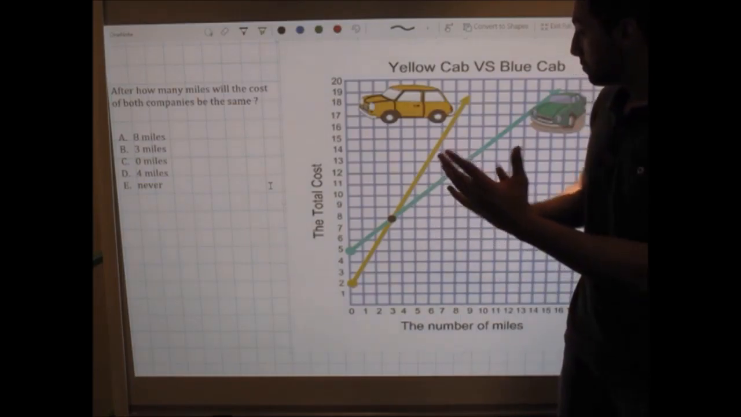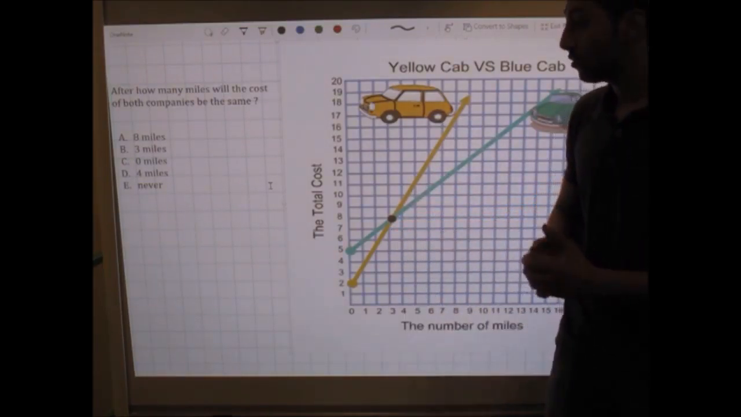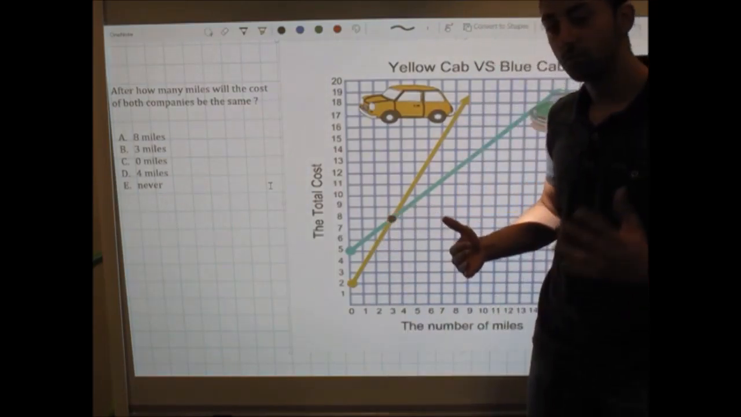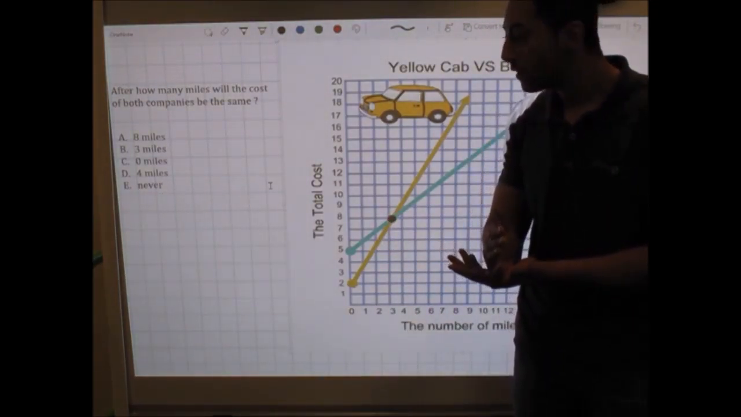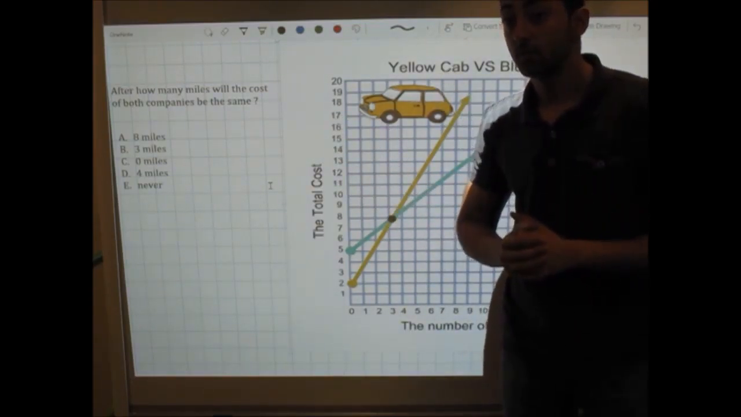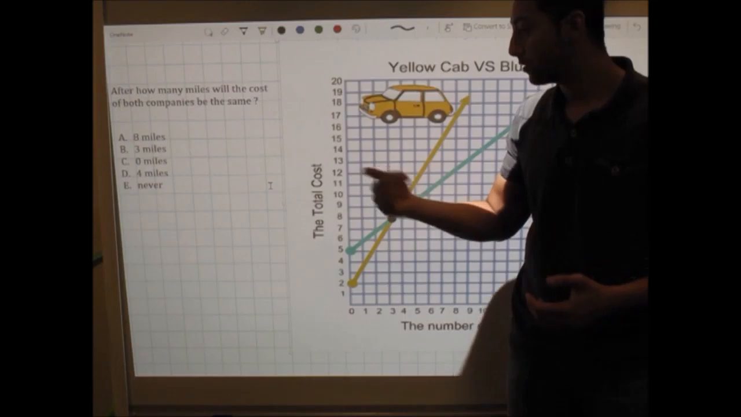So I do see an intersection here. So part E is just vague because I do see an intersection point, so I know the cost will be the same at one point. Never would apply to a case that was a parallel line example like we did previously. But these lines do intersect at a point, so I could disregard E.